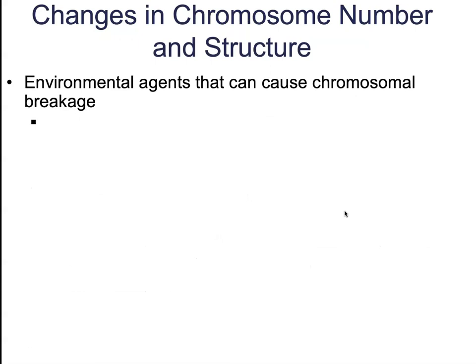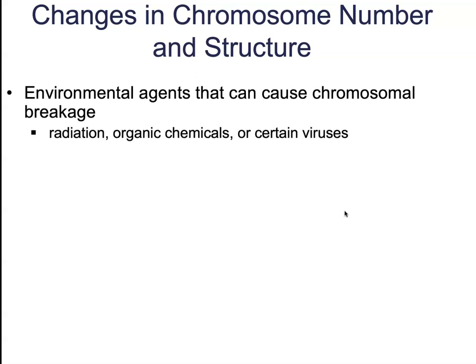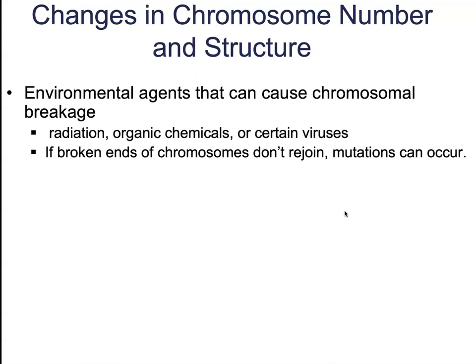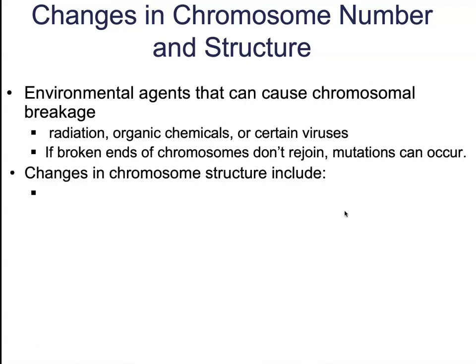There are additional changes in chromosome number and structure. So we've talked about changes in the chromosome number. There are additional changes to the chromosome structure that can lead to genetic anomalies. So not all chromosomal abnormalities are caused by meiosis. Some mutations can cause abnormalities in chromosome structure, and a number of these result from environmental agents like radiation, organic chemicals, or viruses. Sometimes broken ends of chromosomes don't rejoin. Mutations can occur. Changes in chromosome structure include things like a deletion.